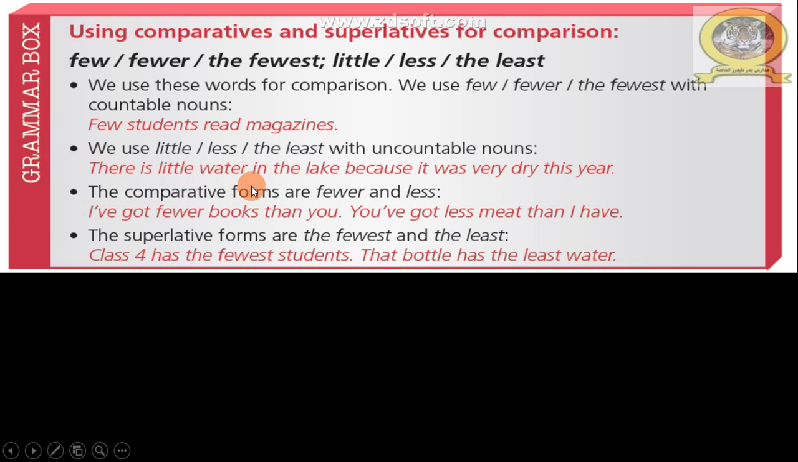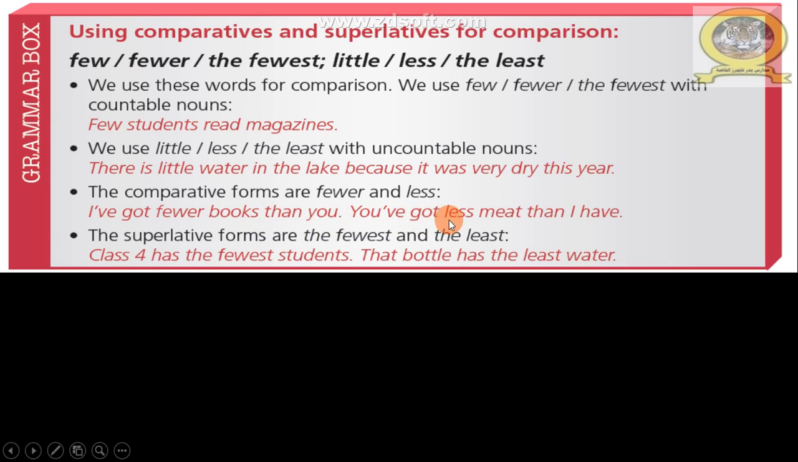The comparative forms are fewer and less. Comparative form is used when I want to compare between two things. For example, I have got fewer books than you. Here is a comparative degree, so I used fewer than. I used fewer also because books here is a countable noun.